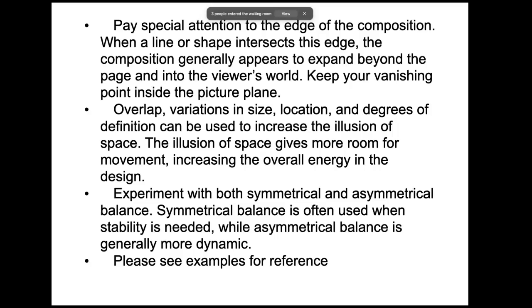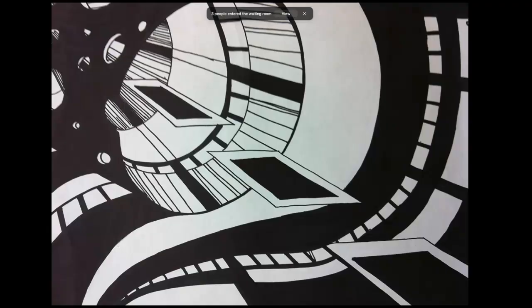Overlap, variations in size, location, and degrees of definition can be used to increase the illusion of space. Overlap is when you have one thing on top of another, and it allows it to feel like it's in front and in back, even though it's two-dimensional. Experiment with both symmetrical and asymmetrical balance, and symmetrical balance is often used. We've talked about that in our last discussions about symmetry and non-symmetry. And now we're going to look at some examples.